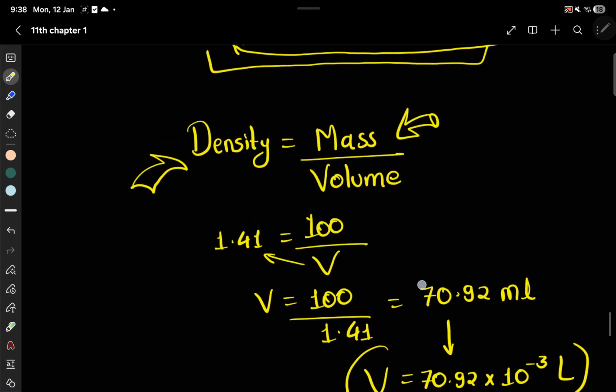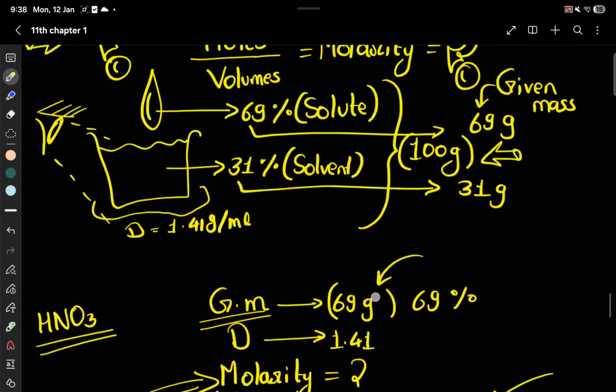So students, we have made this question very easy by just cutting it down into simple parts.